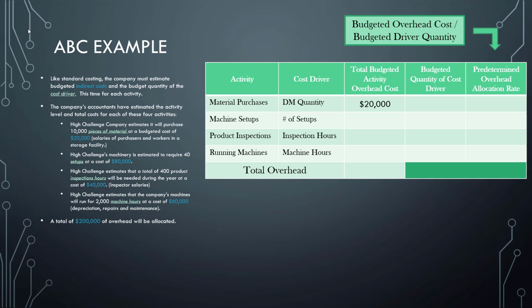Well, for materials, it was $20,000. For setups, it was $80,000. For inspections, it was $40,000.